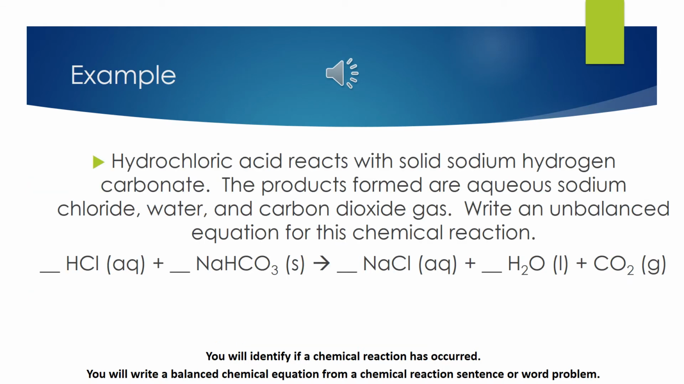An example for all that: hydrochloric acid reacts with solid sodium hydrogen carbonate. The products are aqueous sodium chloride, water, and carbon dioxide gas. Write an unbalanced equation for this chemical reaction. The unbalanced equation will be HCl(aq) + NaHCO3(s) → NaCl(aq) + H2O(l) + CO2(g).